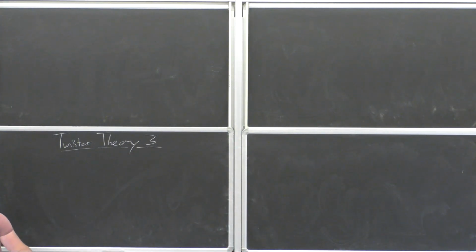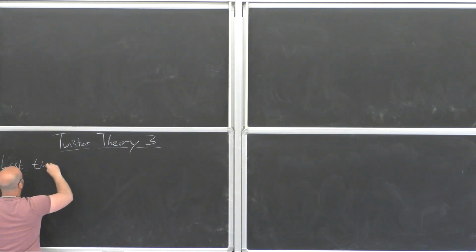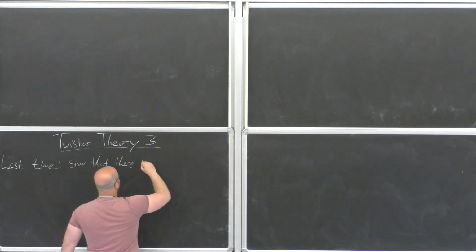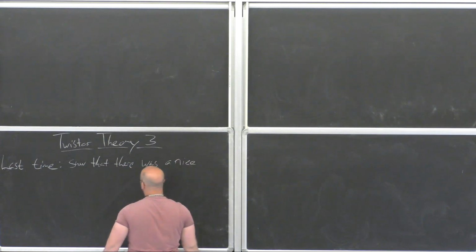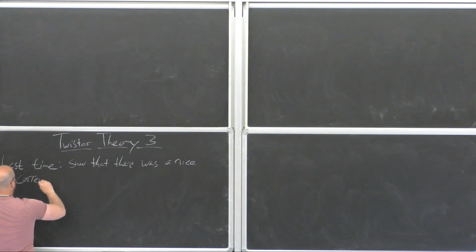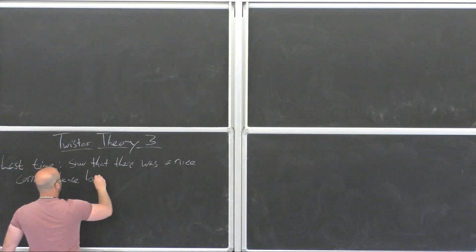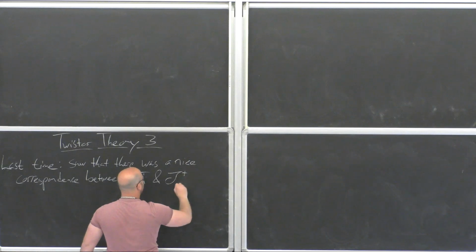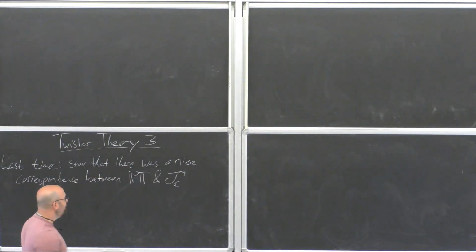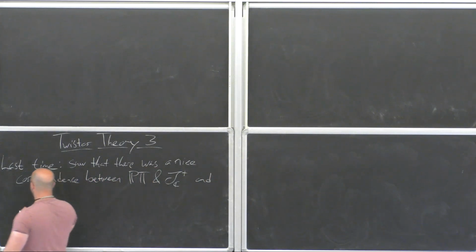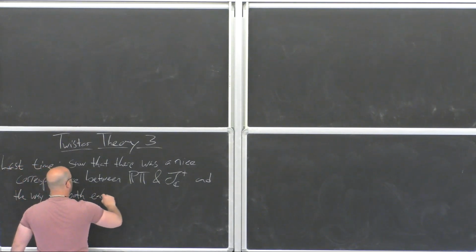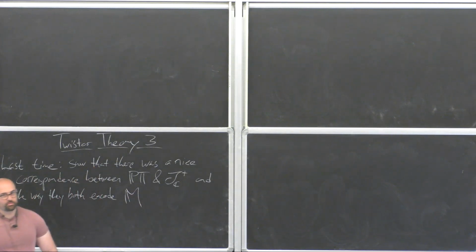So last time we saw that there was a nice correspondence between twistor space and scri, or its partial complexification, and the way both of these things encode non-locally complexified Minkowski spacetime.